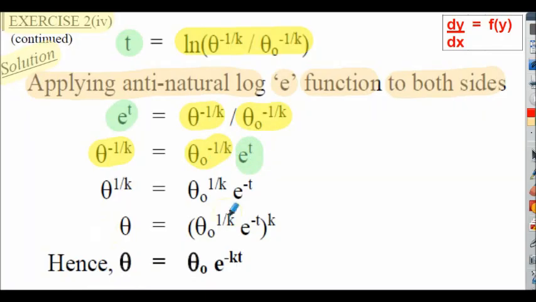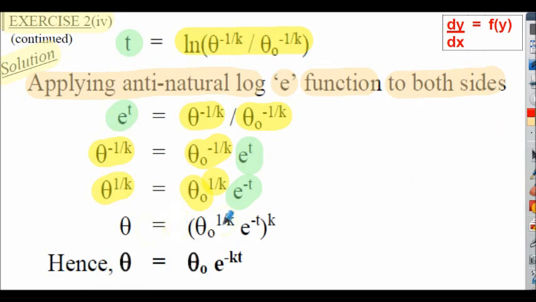On the next line I'm actually inverting both sides. So inverting the left hand side, we move from theta to the negative 1 upon k to theta to the 1 upon k. On the right hand side we move from theta naught to the negative 1 upon k to theta naught to the 1 upon k. And we move from e to the t to e to the negative t. That's essentially inverting both sides of the equation.